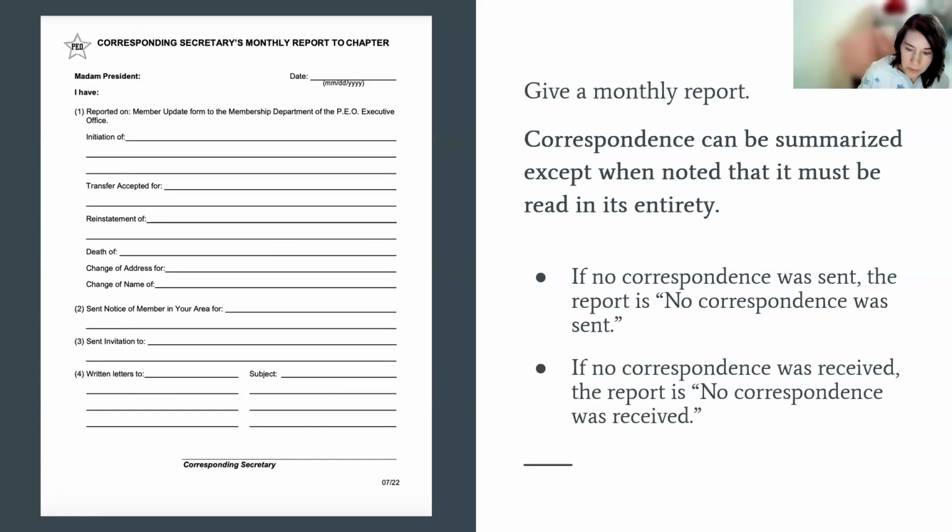So it's customary, but not required, that the correspondence be read in the order of international, then state, and then local. Again, that is not a requirement. So if you read it out of order, no one's going to catch on fire, as Kathleen will sometimes say. So when you give the correspondence report, if there was no correspondence sent, you will simply say no correspondence was sent. And if no correspondence was received, surprise, you're going to say no correspondence was received.